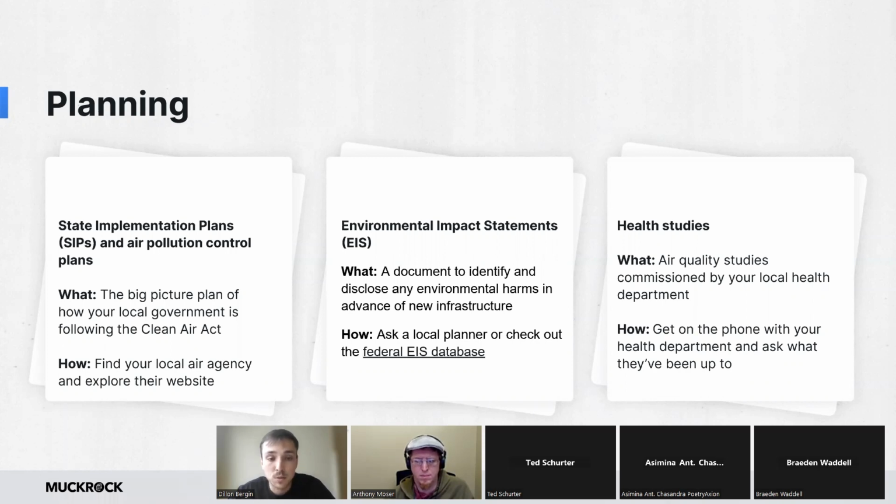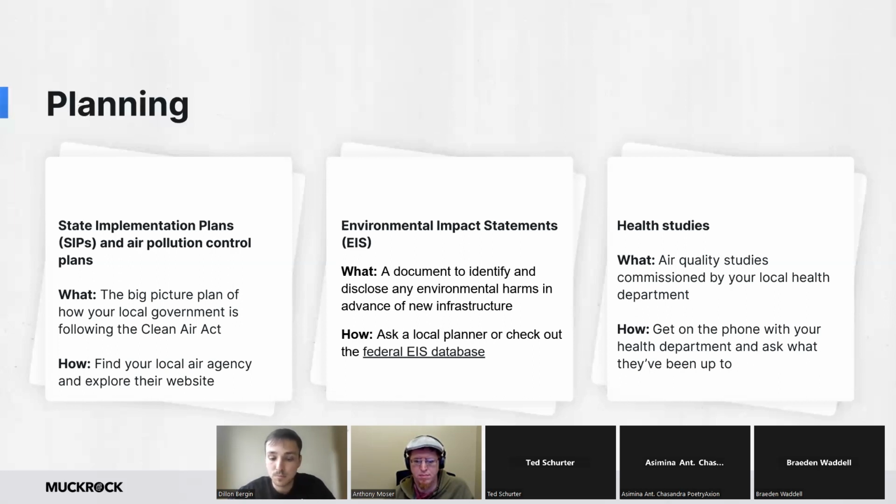So again, you just have to figure out what it looks like at the local or state scale that you're interested in. But these documents in general identify and disclose any environmental harms in advance of new infrastructure or business planning. The best way to figure out where these documents are is to call a local planner in your area and talk to them about what type of environmental documents would have to be filed with the city or the state if a new building or a new highway or something like that were to be planned. You can also check out the federal EIS database that I linked there for environmental impact statements at the federal scale.